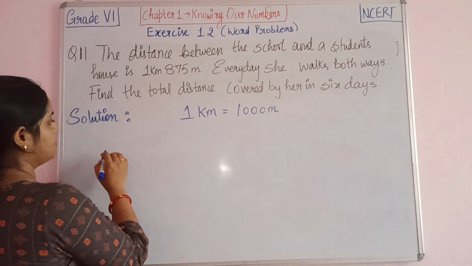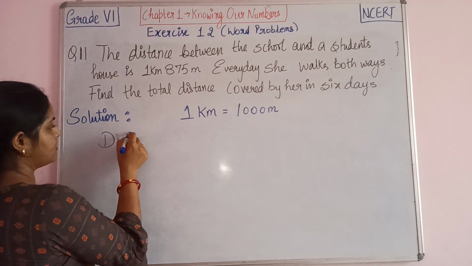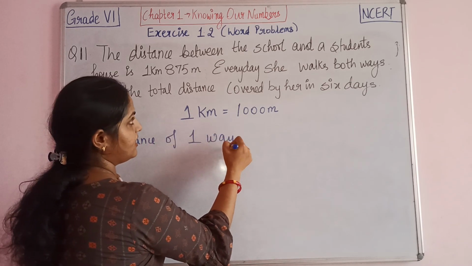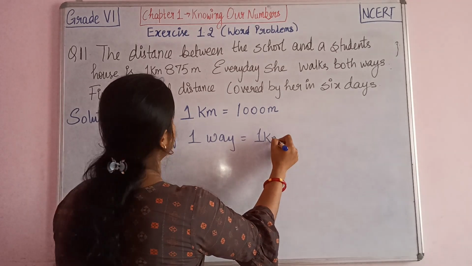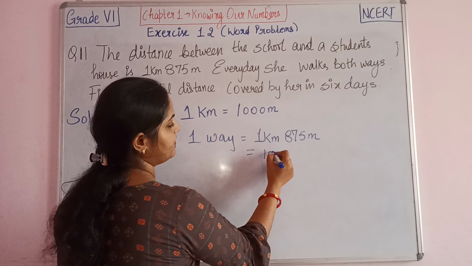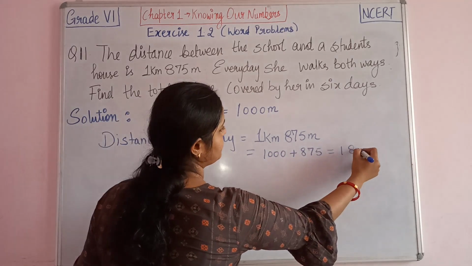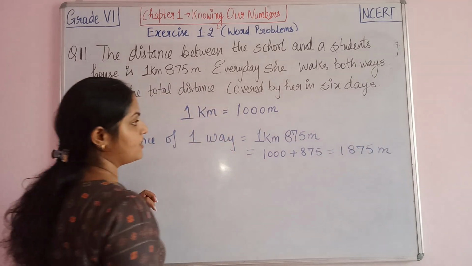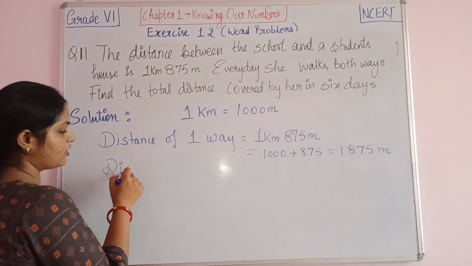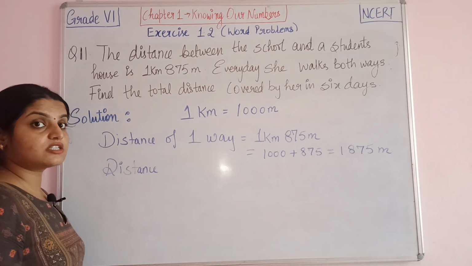Okay, so now the distance covered by her in one way. What is the distance of one way? Distance of one way, means only going, is 1 kilometer 875 meter. Let's convert it into meters only. 1 kilometer is 1000 and this is 875. So basically it is 1875 meter. This is the distance of one way. What is the distance of two way? Because she walks 2 ways each day, isn't it? So we need to check out what is the distance of 2 way.